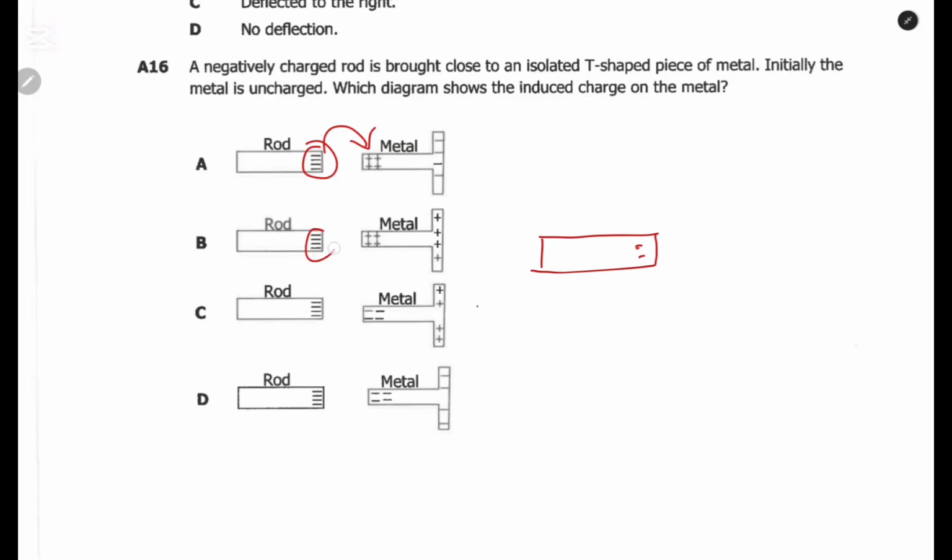Therefore A is the answer. If you look at this one, there is negative, positive, but also there is positive here. Therefore this one is not. Negative, negative, this is no. Negative, negative, this is no. So therefore the answer is A.